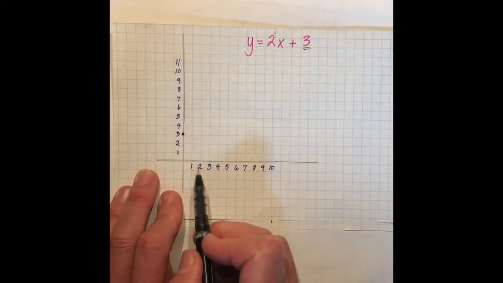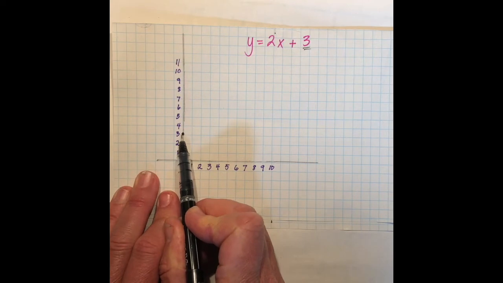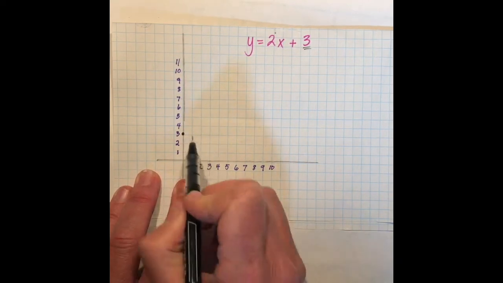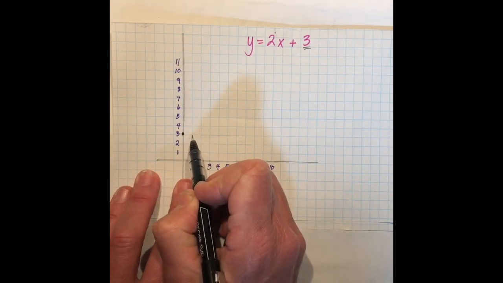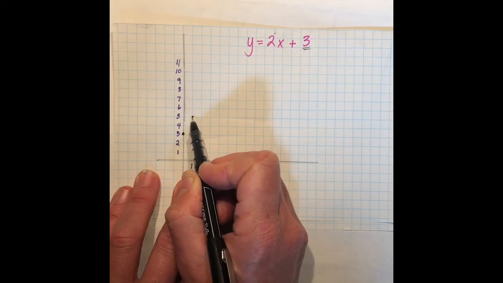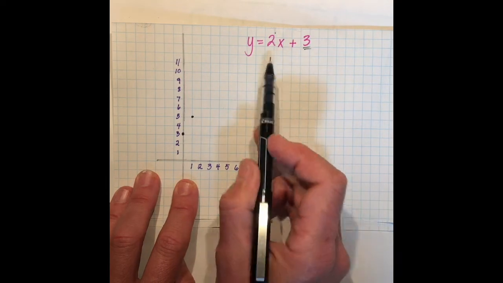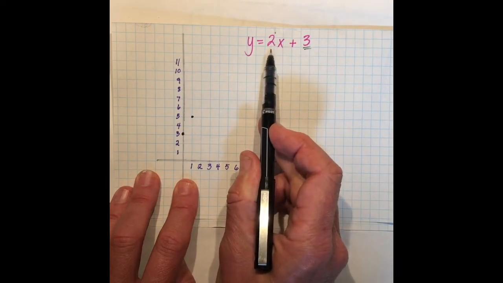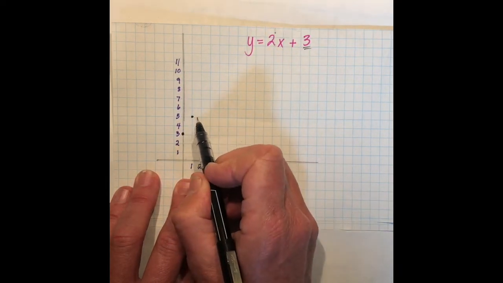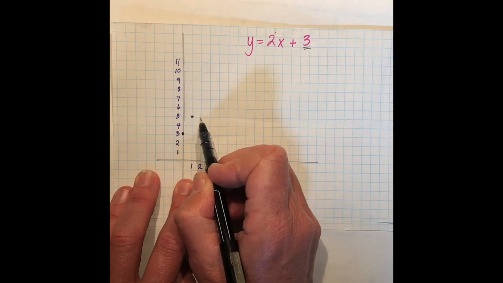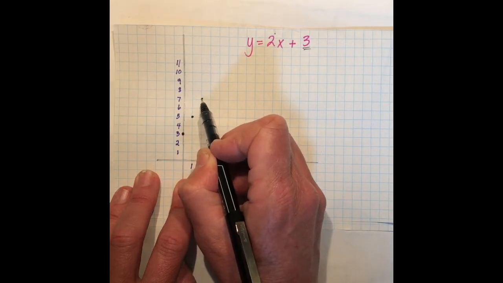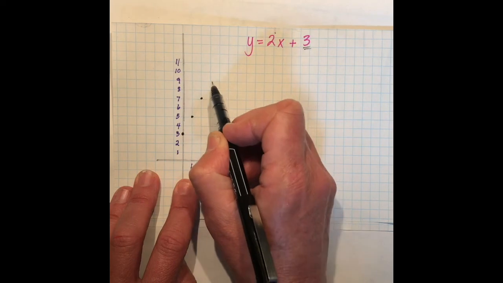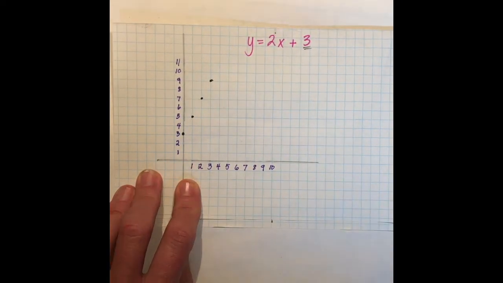So if I go from this point over 1 unit to 1, a rate of change of 2 is actually a slope of 2, so I'm going up 2 units. So again, this rate of change of 2, the slope of 2, means that I'm going over 1 value for x and up 2 values for y. Over 1, up 2, and so on.